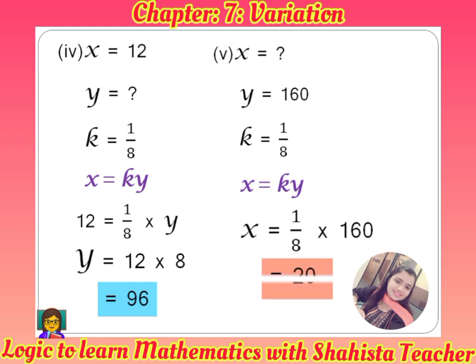Simply we have to divide. So 160 divided by 8, we get 20. So now x is equal to 20. That is, the number of apples is 20 when the cost is 160 rupees. Is that clear my dear students?